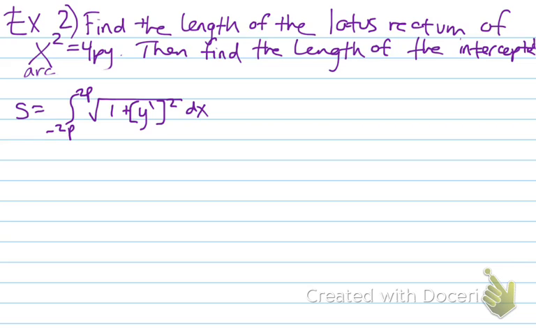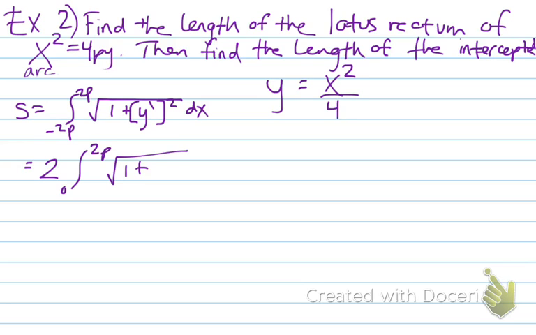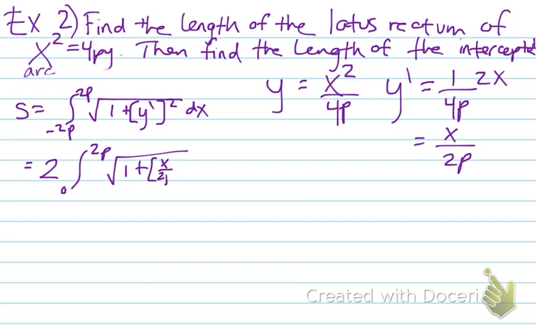Because this is an even function, we can use the rule that it just doubles up from 0 to 2p. You can use the area and just double it. So from 0 to 2p of the square root of 1 plus, well, y prime. If I solve this equation for y, I get y equals x squared over 4p. So therefore, y prime equals 1 over 4p, because that's just a constant, times the derivative of x squared, which is 2x. So this equals x over 2p. So this is x over 2p quantity squared dx.